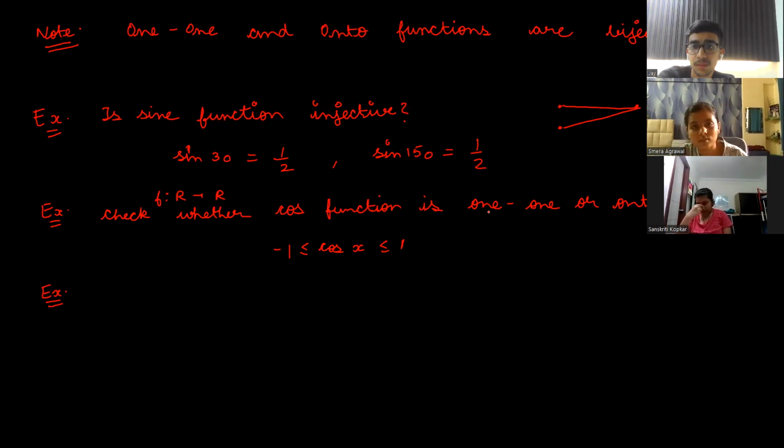So sine and cos will also be into functions. Into functions depend on what set B is given as. Let's say in this same question I give you that the function is from R to -1 to 1, then it is not an into function. So whether it's onto or into depends on what the set B is.